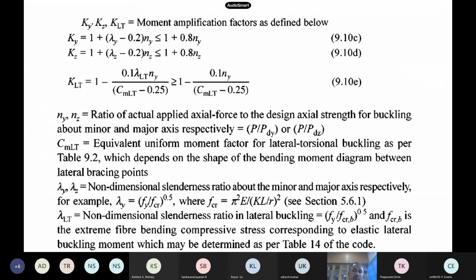Now these are the moment amplification factors they define. These are the terms: Ky with lambda y minus 0.2, then this is Kz, then we have the lateral torsional buckling term also. These terms are all related to buckling, where these are non-dimensional slenderness ratios. You know how to calculate lambda y, then lambda LT, that is root of Fy by Fcrb; all these we discussed while discussing beams itself.